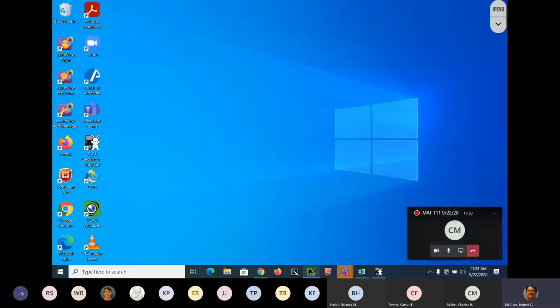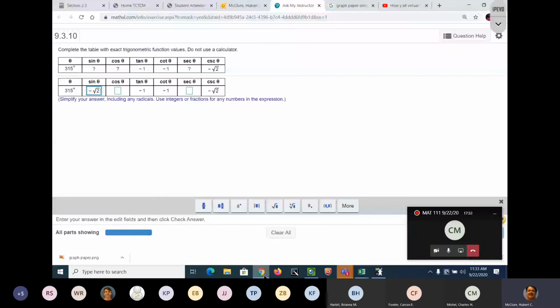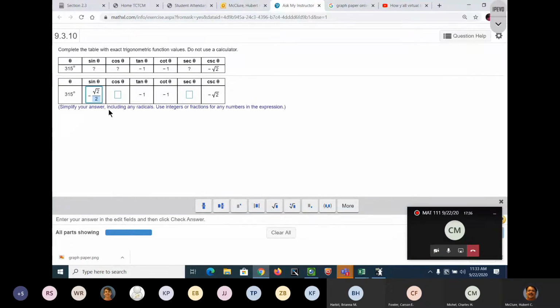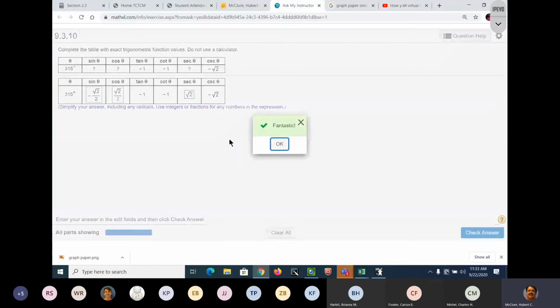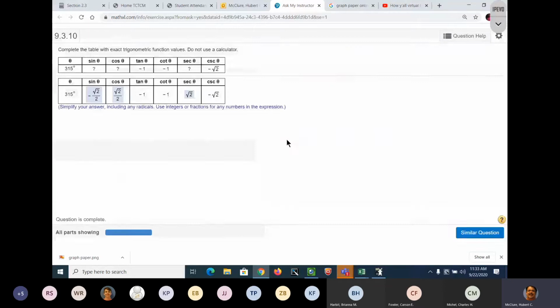And the cosine is equal to square root of 2 over 2. And the secant is equal to square root of 2. And you should feel good about yourself. Having to switch stuff on my screen, sorry. Fantastic. We feel good about ourselves.